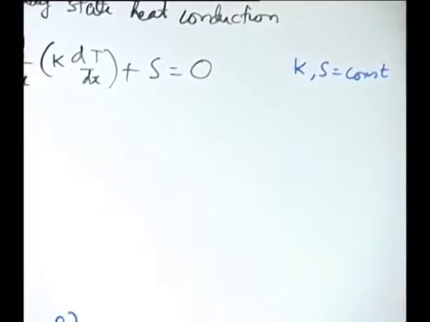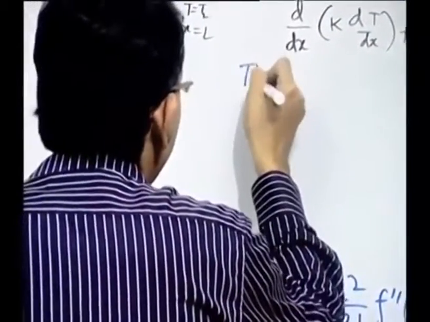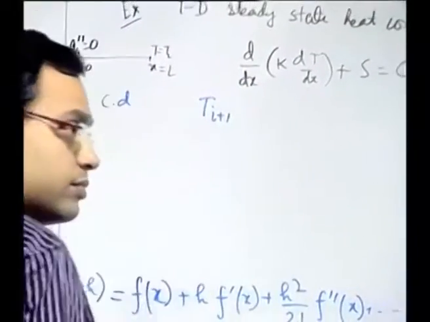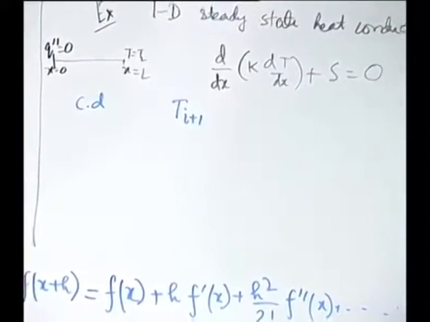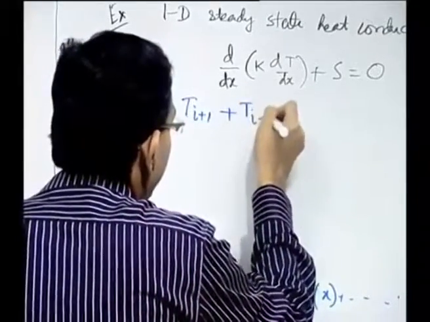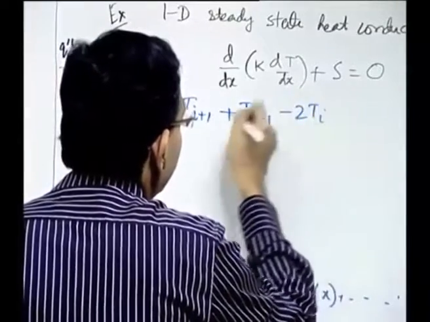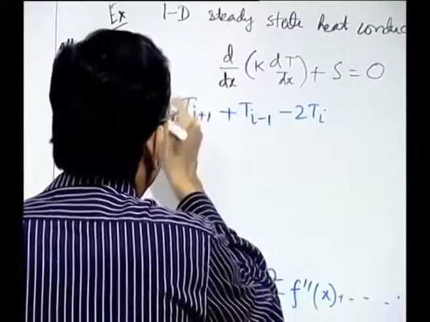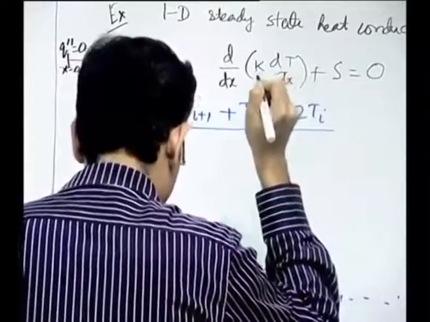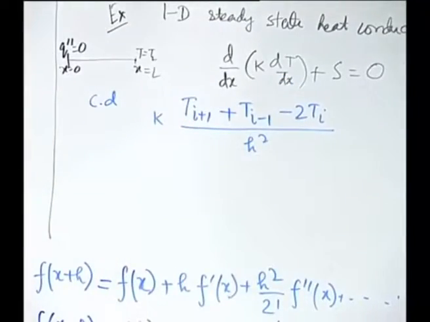So, you have f x plus h, that is T i plus 1, plus f x minus h, that is T i minus 1, minus 2 f x, that is minus 2 T i, divided by h square. What is h? h is the distance between the grid points.